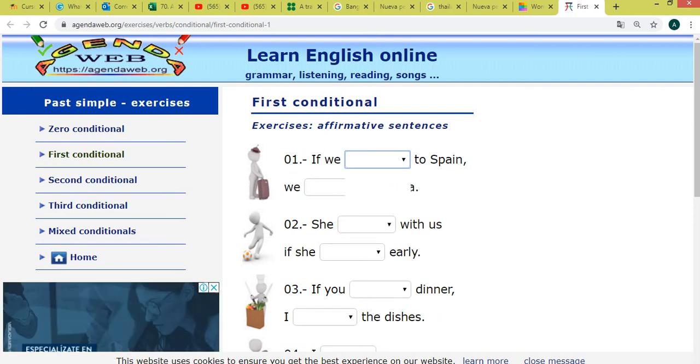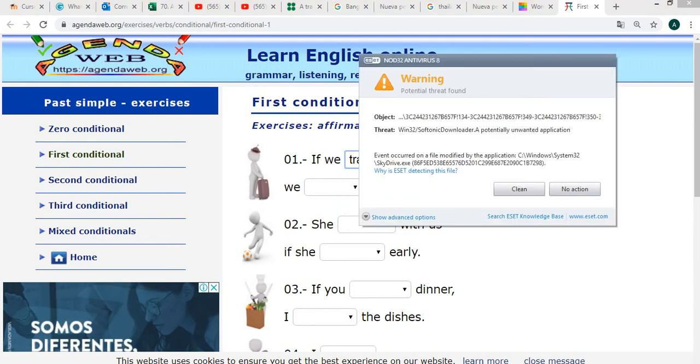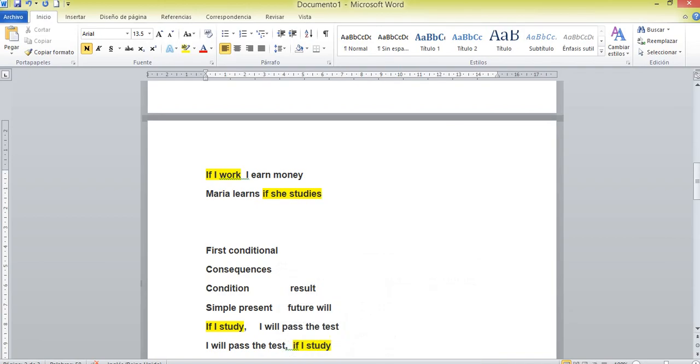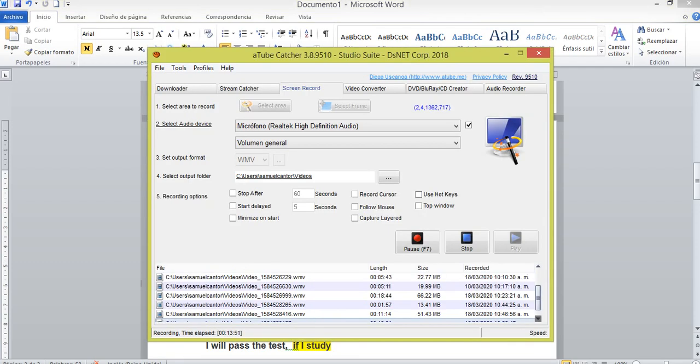Okay, so that's the example. Like if we travel to Spain, okay, we will visit Granada. You see? So that's the way. Good. Example. Remember, first conditional is used for consequences. The condition is in simple present. The result is in future. Okay? So people, good luck with your activities.